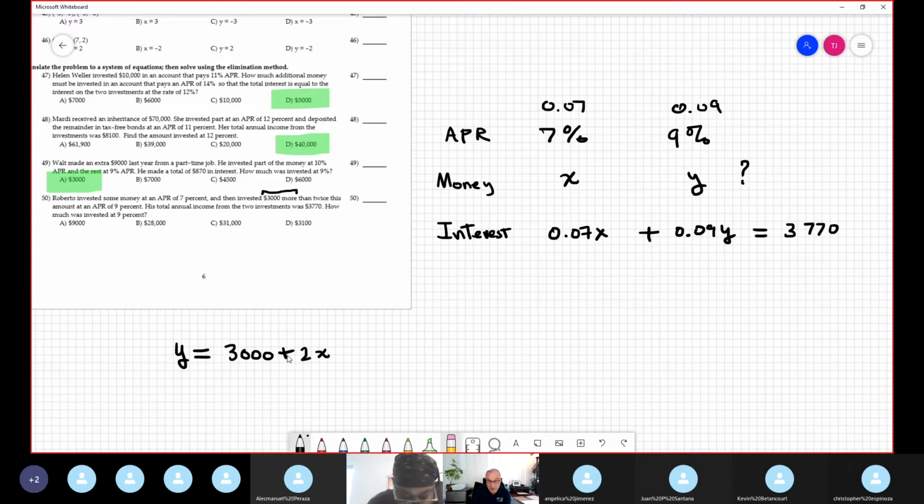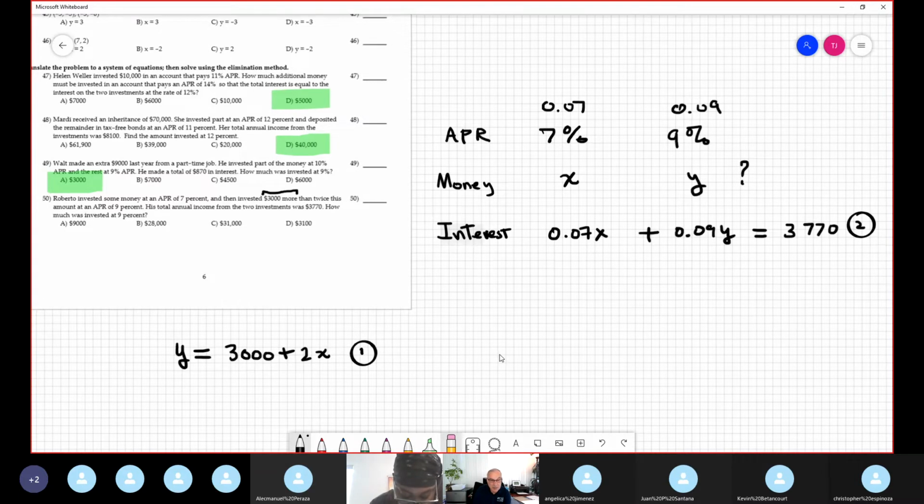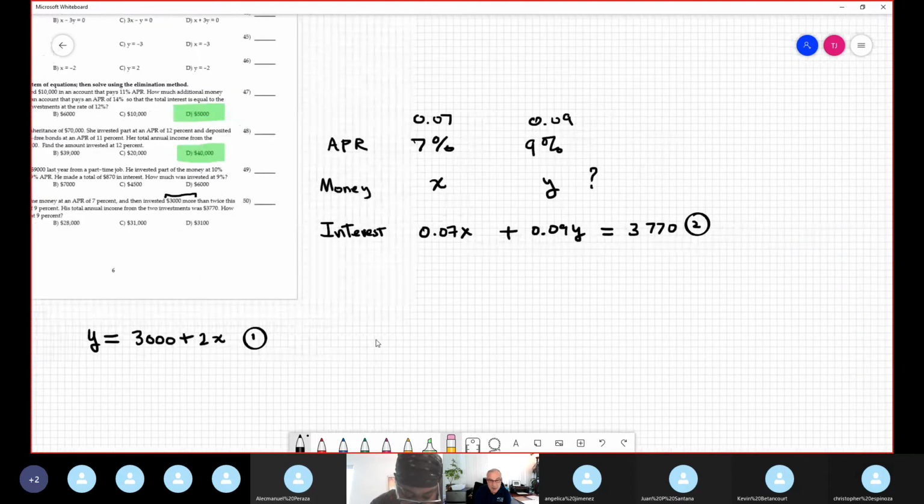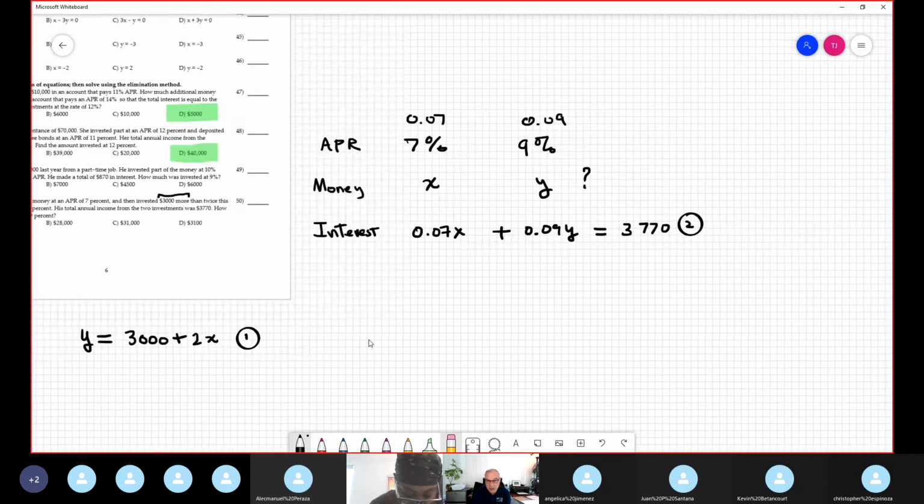So my equations so far: let me call this equation number one, and equation number two. Do you understand the new situation in this problem? Okay, let me manipulate in order to do elimination. So multiplication by 100 again: 7x plus 9y equal 3770. And when you multiply by 100, you attach two zeros.